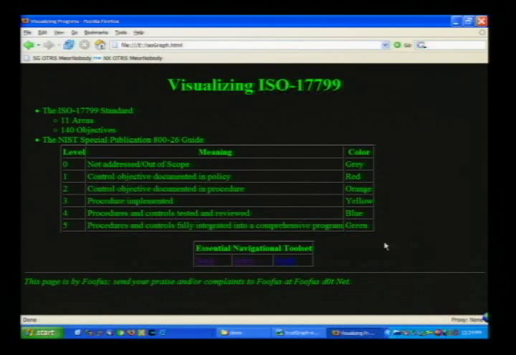The ISO 17799 standard is just a framework which claims to identify all of the stuff you ought to be doing if you are running your network well. It divides the project of running an organization up into 11 areas, and then those areas are subdivided into what are called objectives, so you have about 140 objectives.